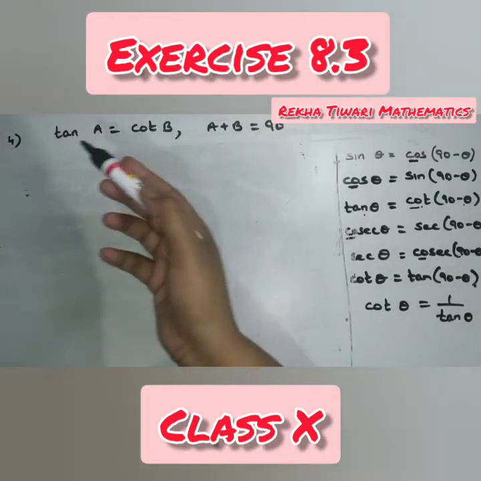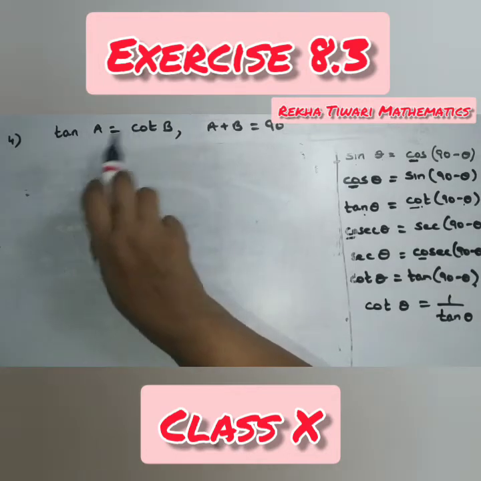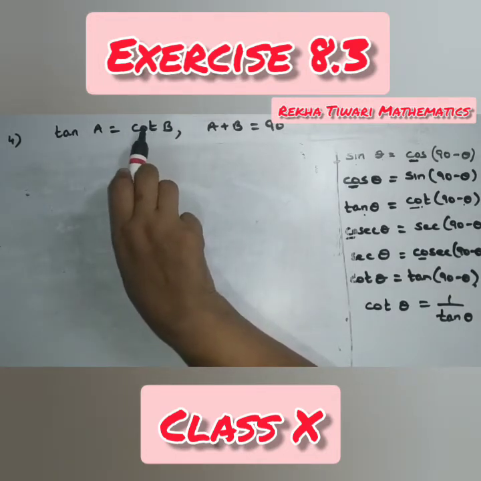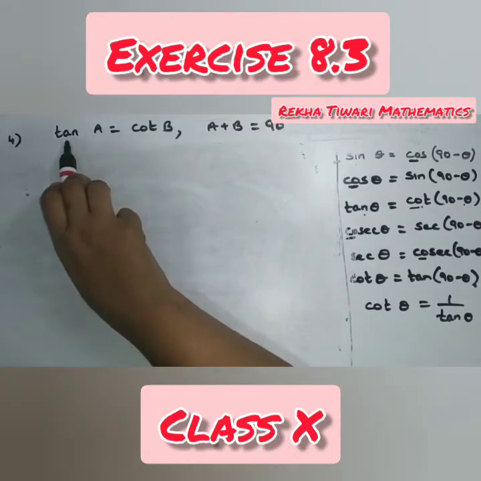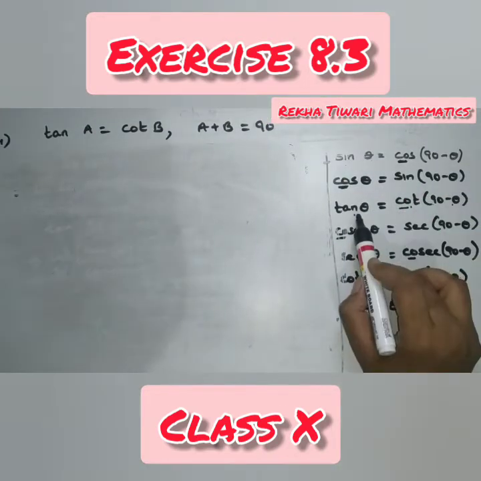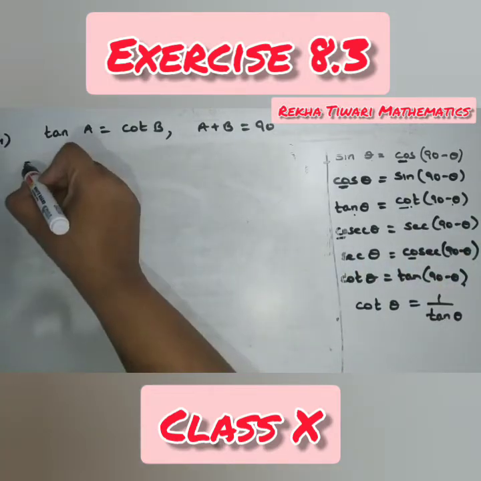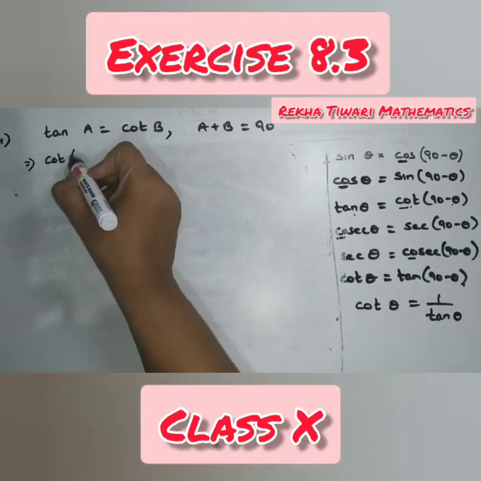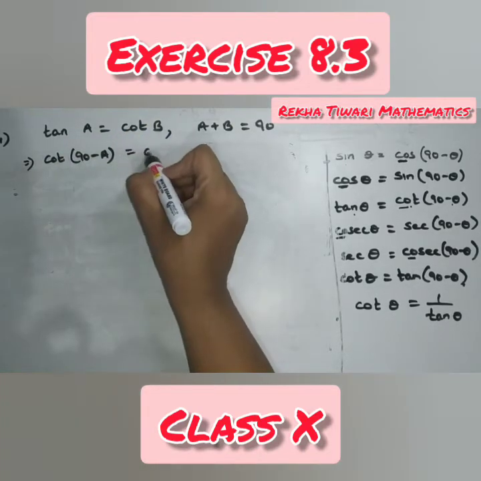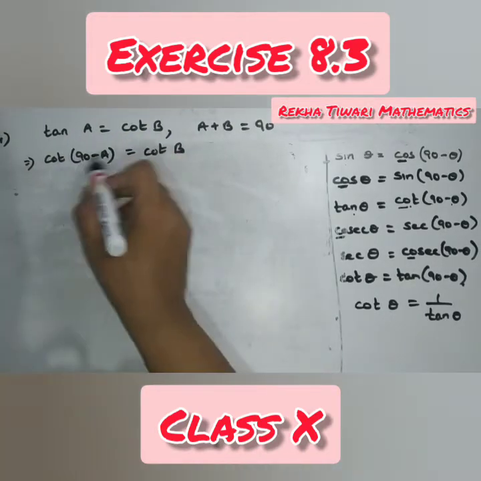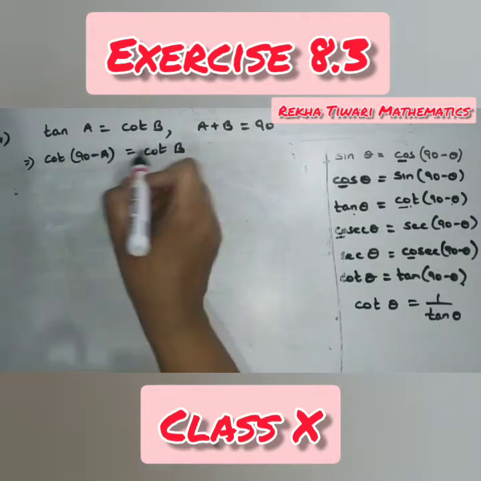Again, what you have to do? You have to make the ratios equal. So either you make this cot theta as tan 90 minus theta, or you make this tan theta as cot 90 minus theta. Tan theta is cot 90 minus theta. So this could be written as cot 90 minus A. Both are equal. And this is equal to cot B.